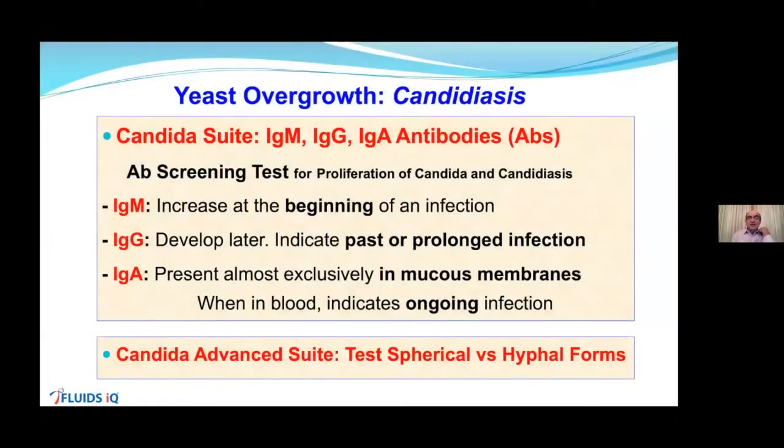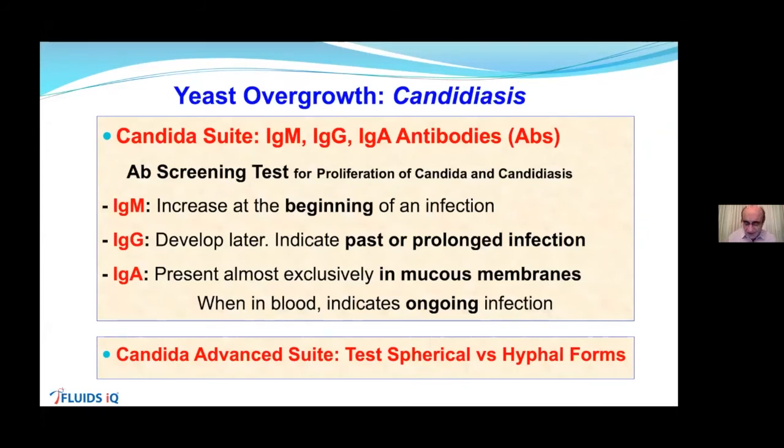And here is just another way of saying it. IgM, as a screening test, you've got this Candida suite, the 3 antibodies, and IgM you'll see increasing at the beginning of an infection. IgG develops later, so it indicates a past infection or a prolonged infection. And IgA, as I said, because it's almost exclusively in the mucous membranes of the gut, when you do find it in blood, that means there is a significant ongoing infection which has really created enough of the IgA that it has spilled over into the blood.